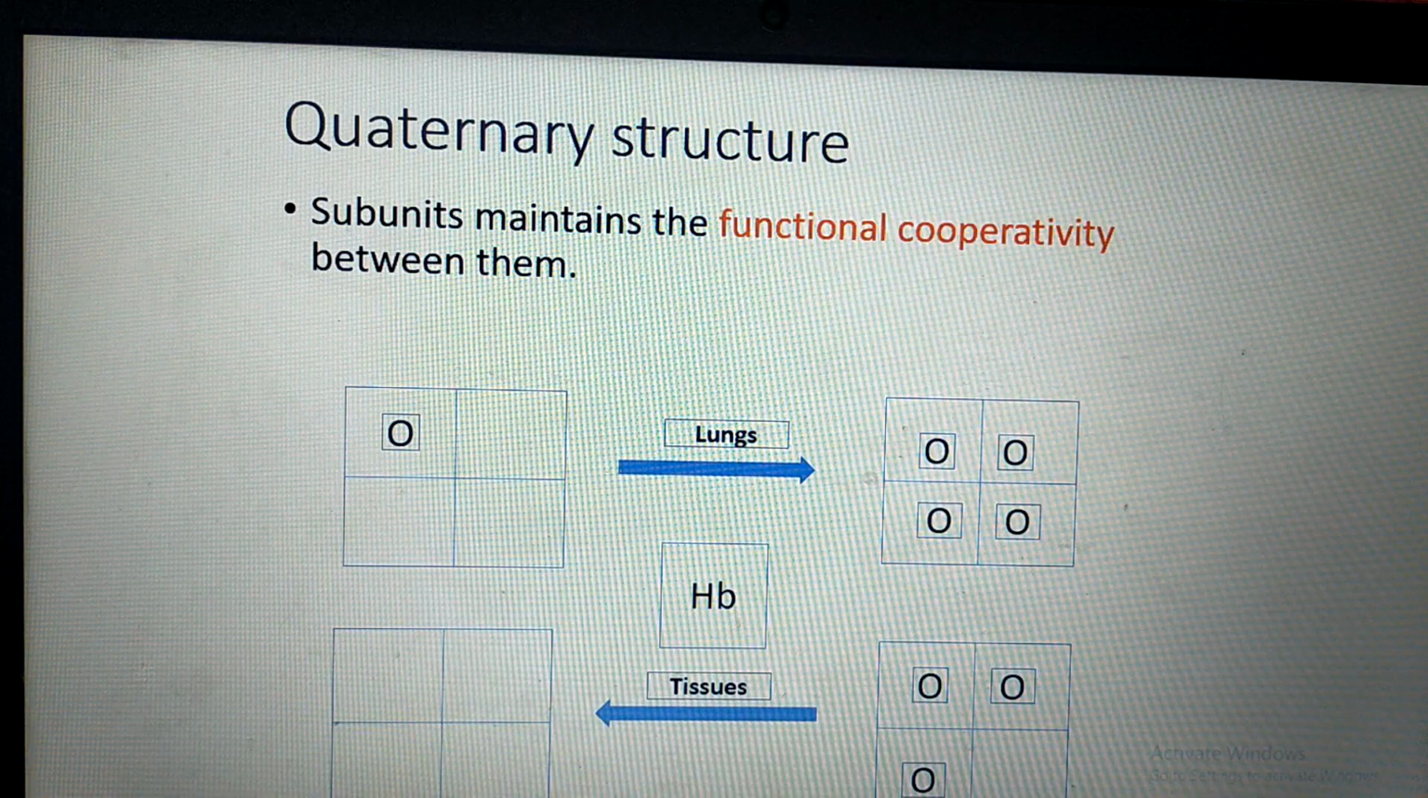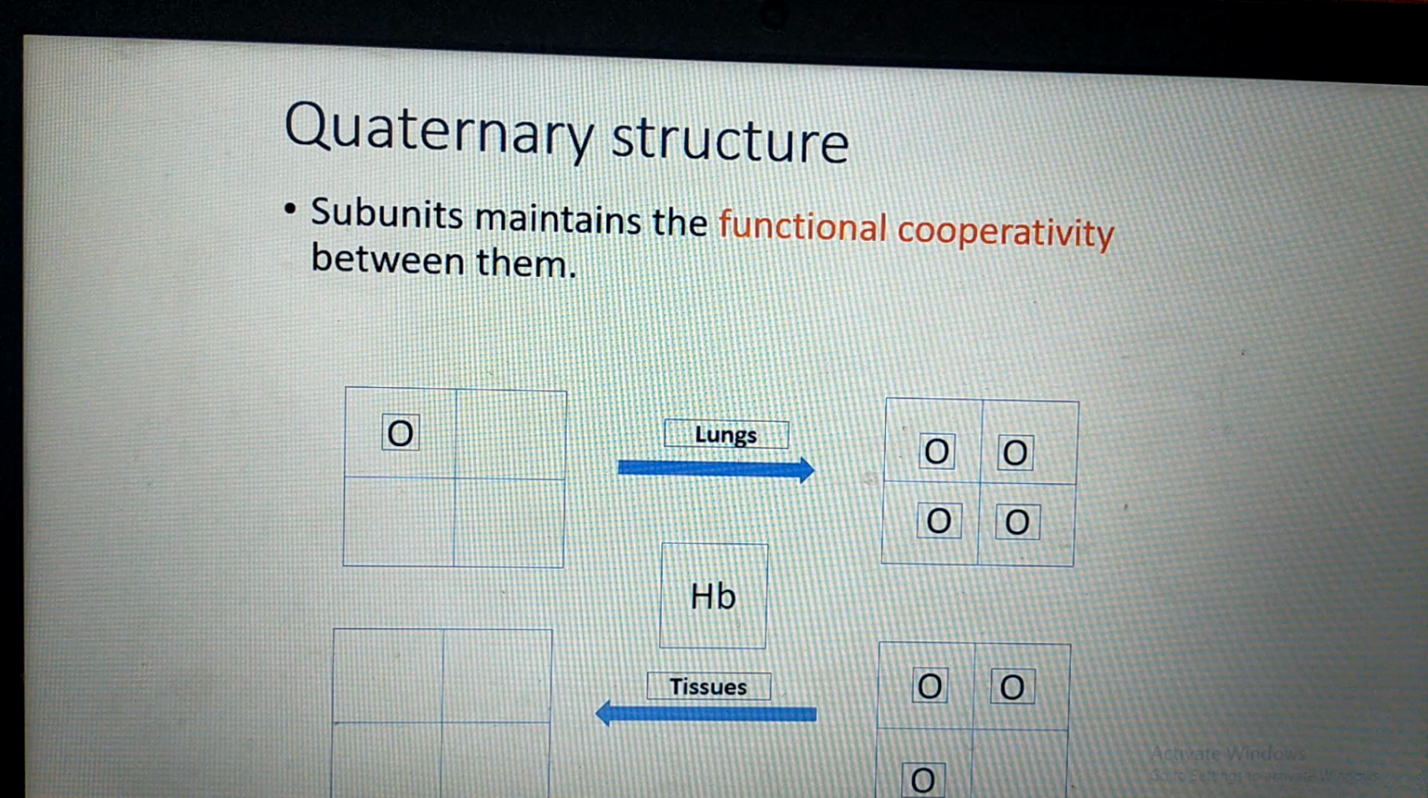So what is meant by functional cooperativity? That we will understand by taking the example of hemoglobin. Hemoglobin is made up of 4 polypeptide chains, which is shown by 4 squares. On the left upper side I have shown an oxygen molecule binding with one polypeptide chain. In the lungs, when an oxygen molecule binds with one polypeptide chain, suddenly the remaining 3 polypeptide chains show high affinity towards oxygen and bind with the oxygen easily.